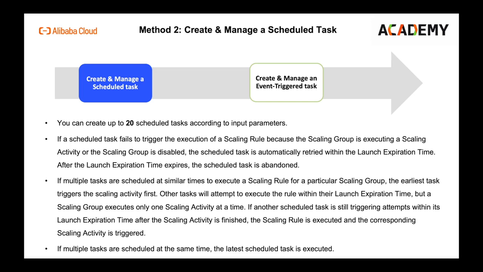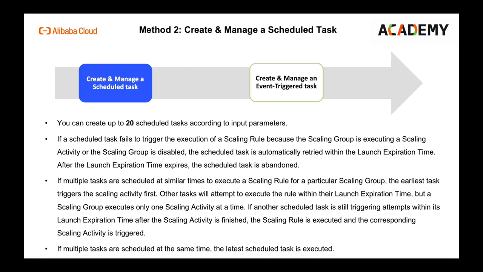If a scheduled task fails to trigger the execution of a scaling rule because the scaling group is executing a scaling activity or because the scaling group is disabled, then the scheduled task will be automatically retried. There's something called the launch expiration time. Inside of this time window, scheduled tasks will keep periodically retrying. Once you've exceeded that launch expiration time window, the scheduled task will be abandoned. It will be considered to have failed.